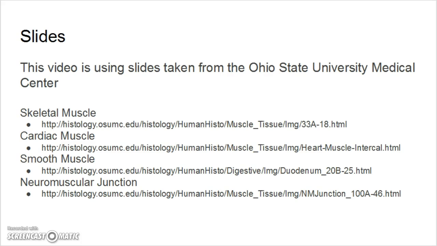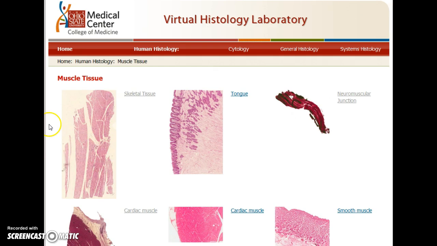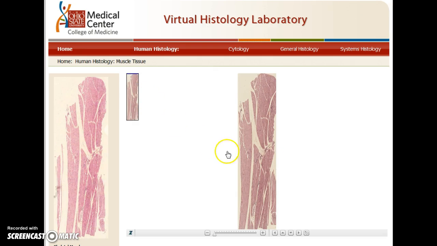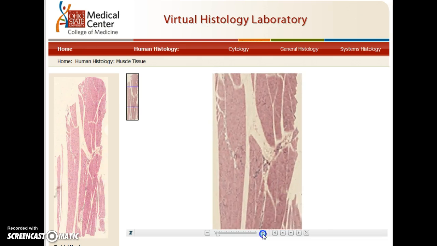I'm going to be using slides from the Ohio State University Medical Center to demonstrate all of these types of tissue. Okay, so here I am at the Ohio State University Medical Center website, and so I'm going to pick skeletal muscle here. And so at this magnification we really can't see any of the features, so we're going to zoom in here.